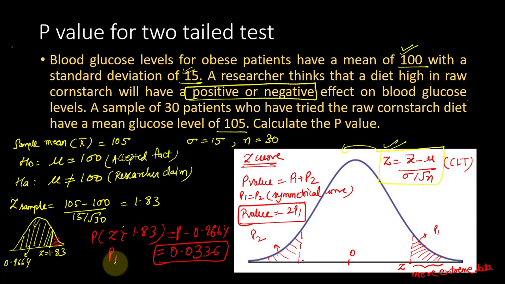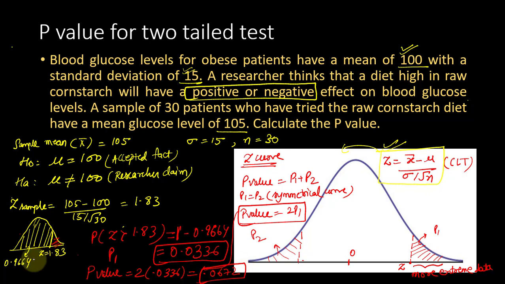We have already seen from this equation that the P value is twice P1. So the P value is equal to 2 times 0.0336, which would come out to be 0.0672. So this is our P value, that is 0.0672.